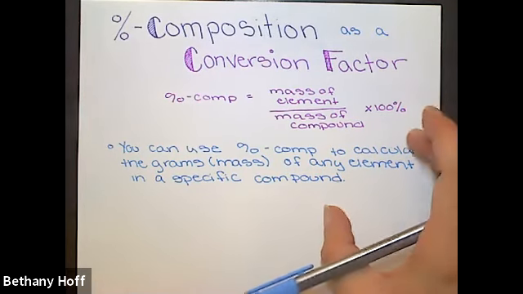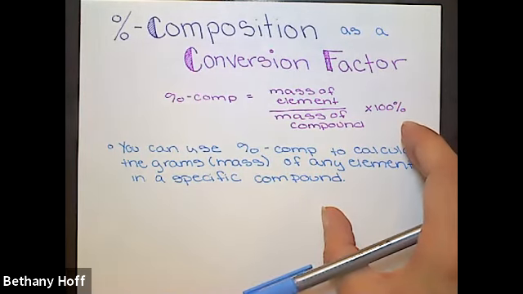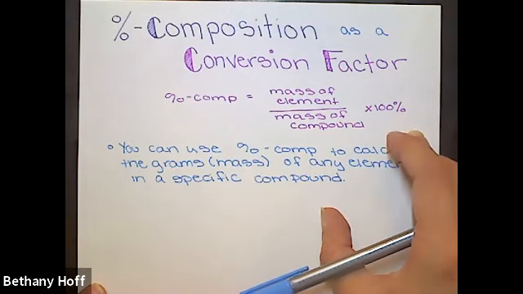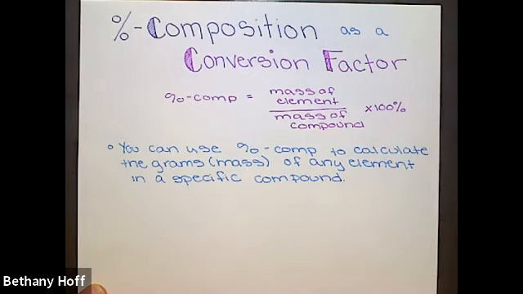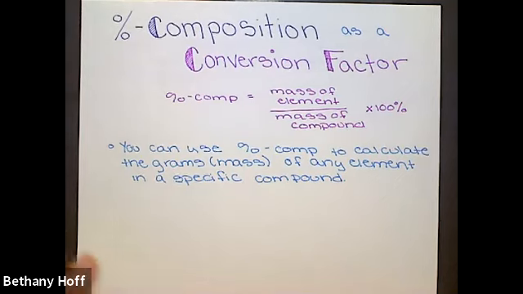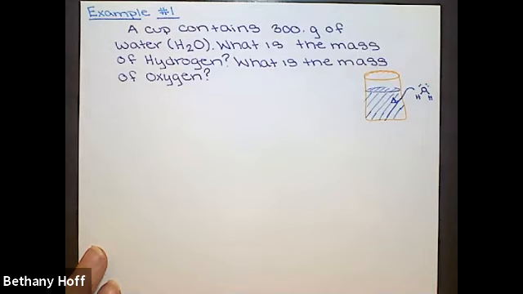Now, to get started and thinking about this, we're going to look at an example. I'll talk you through the example, then I'll write down some steps on how to do it, and then we will solve it. So here's our example. Let's say that you poured yourself a cup of water, and it contained 300 grams of water, which we know has a chemical formula of H2O. And what we want to know is, within that cup, how much of the mass is hydrogen and how much of the mass is oxygen.